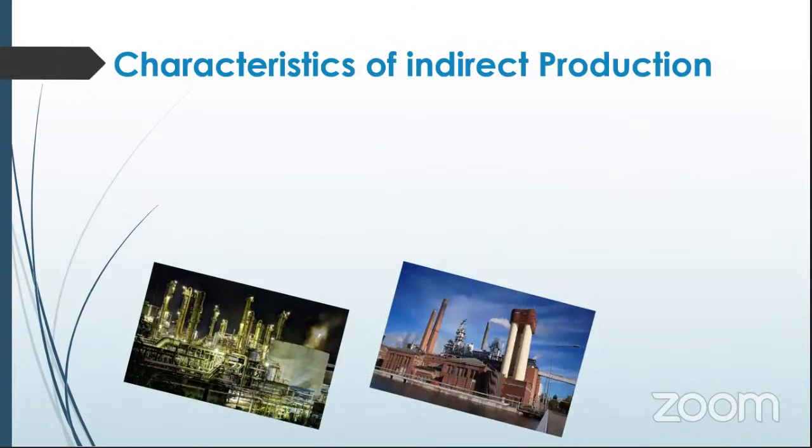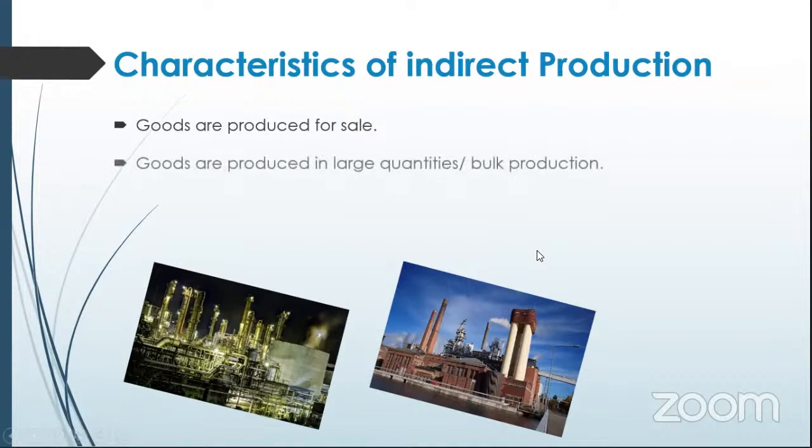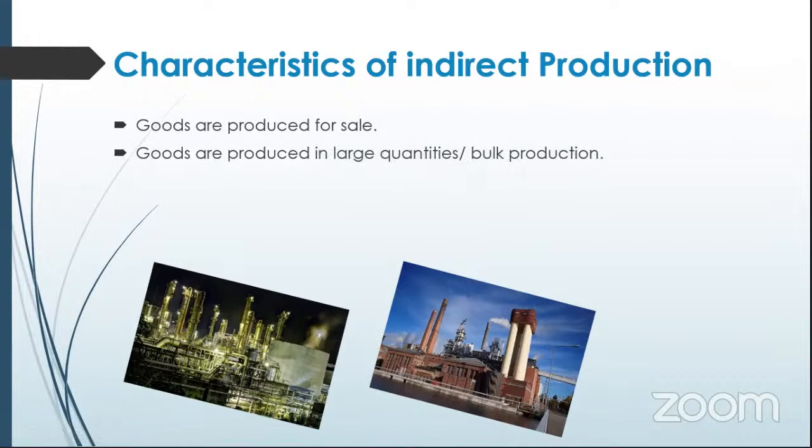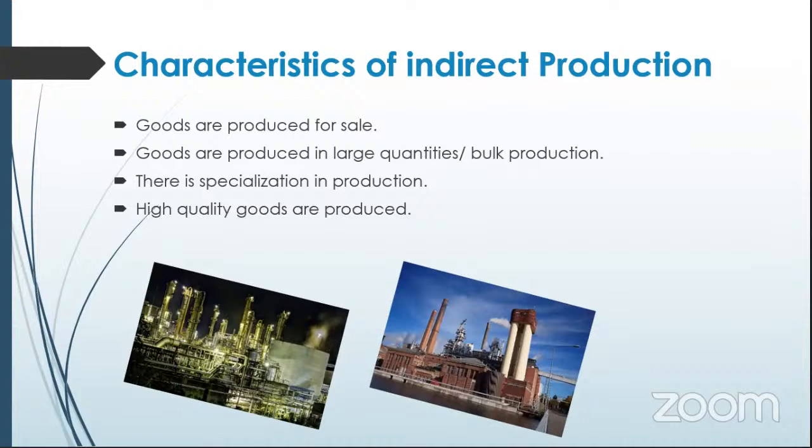Characteristics of indirect production. One of them is goods are produced for actual sale. As you can see here, these are actual factories. They're producing on a large scale, in large quantities or bulk production. Bulk just means big. They sell it in the market. Then specialization, whereby a factory will produce what it can do best and then transfer it to the next factory if the product goes through stages, and they will continue.